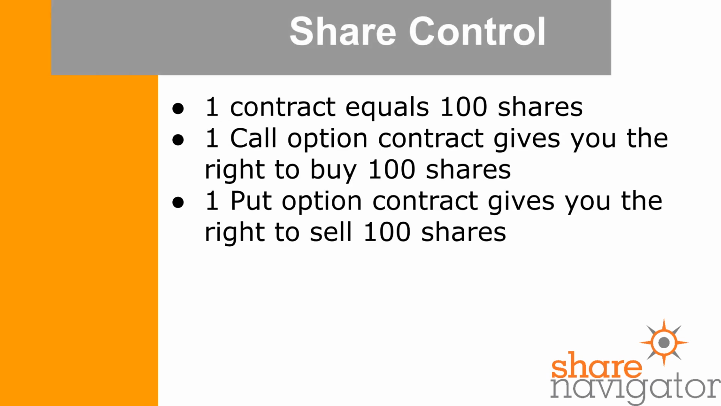Now let's talk about a crucial standardization in the options market: share control. When you trade options, you're not typically dealing with individual shares directly. Instead, option contracts are standardized. One standard options contract always controls 100 shares of the underlying asset. This means if you buy one call option contract on, say, XYZ stock, you gain the right to buy 100 shares of XYZ stock at the strike price. Similarly, if you buy one put option contract, you gain the right to sell 100 shares of that stock.